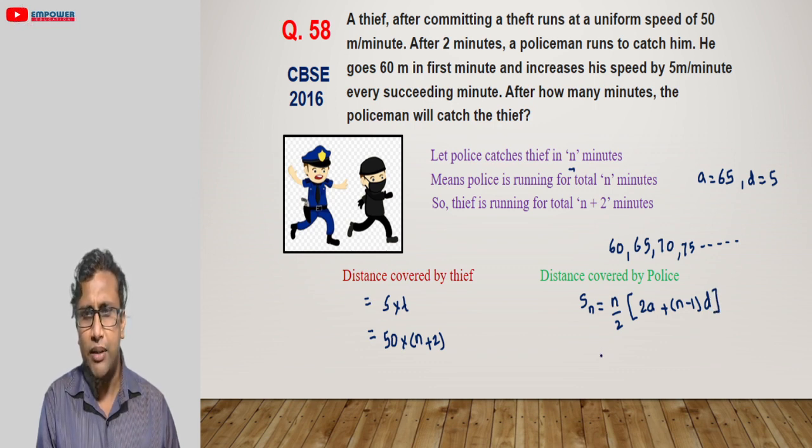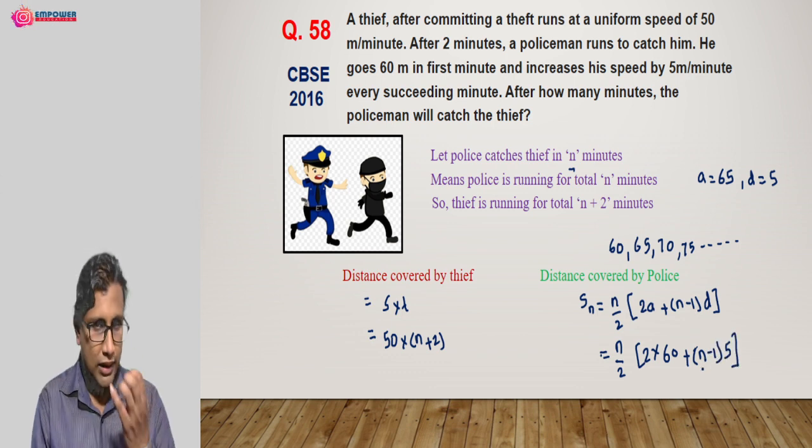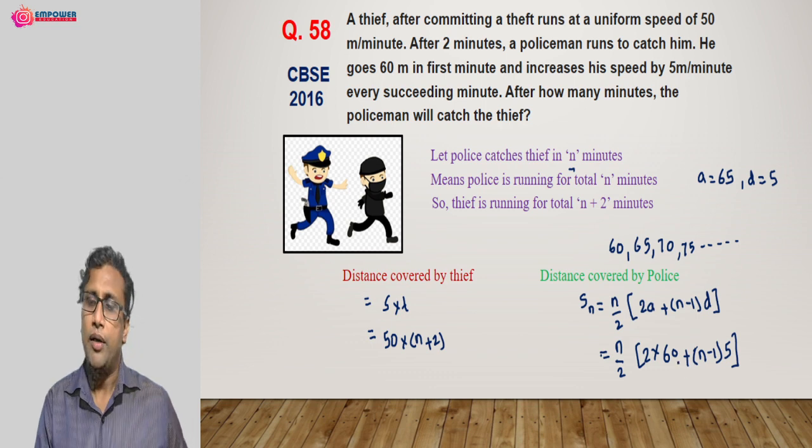Okay, let's substitute some values. So this becomes n, we don't know the n, 2 into 60 plus (n minus 1), n again is unknown, d is my 5, right? So this is what we have to calculate now, okay?